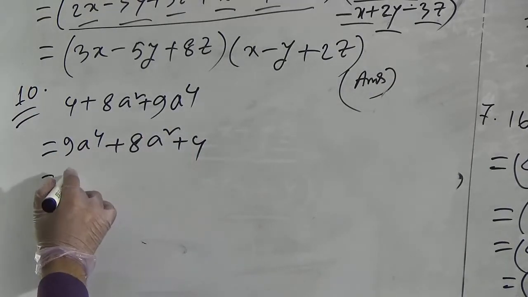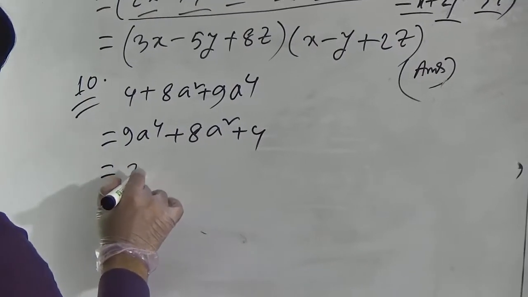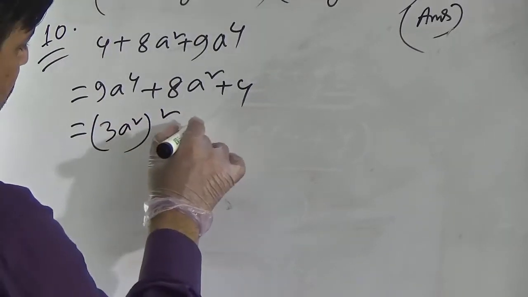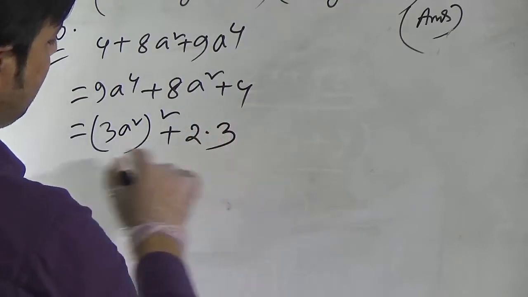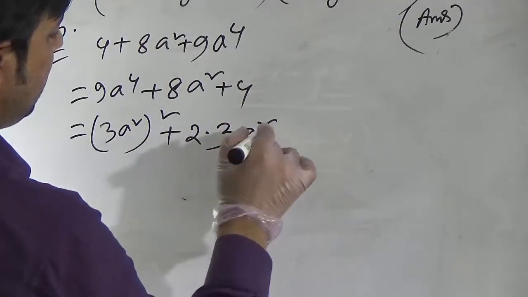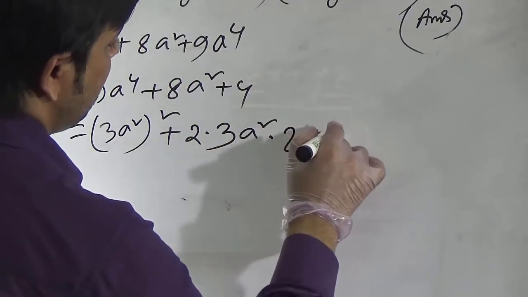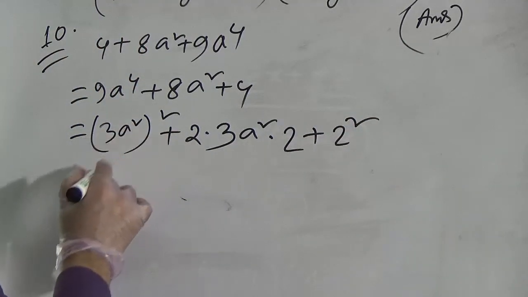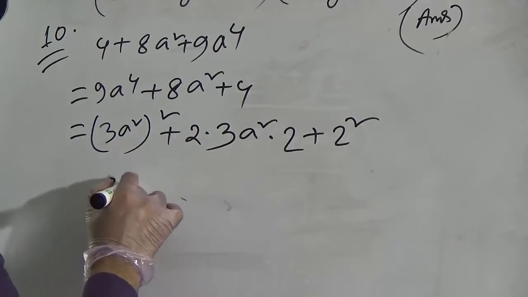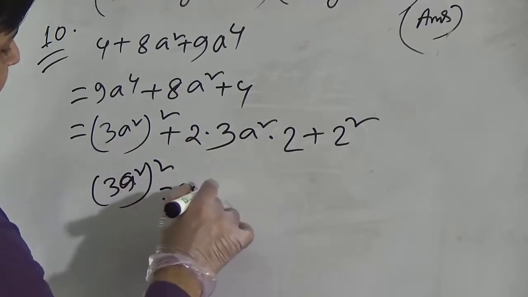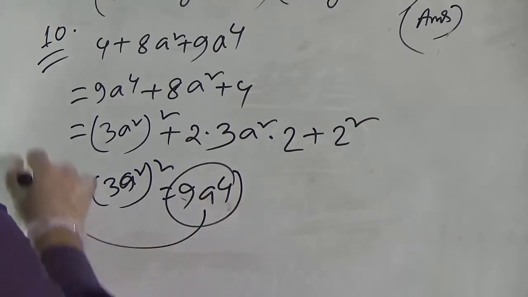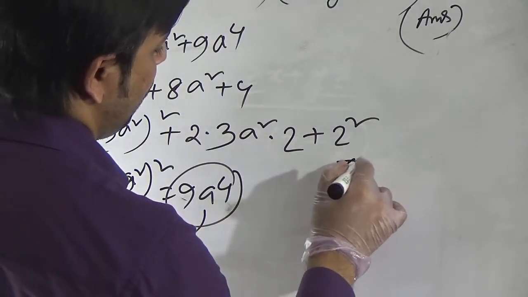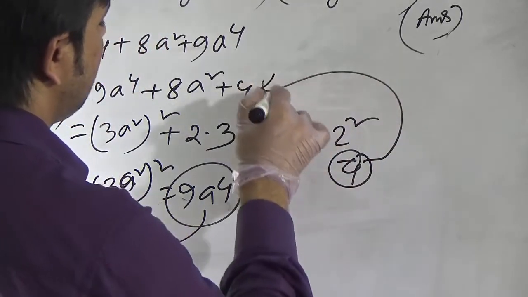Now we can apply a formula here, 3a square whole square plus 2, a means 3a square, b means 2, so we can write 2 square. Now see here, 3a square whole square means 9a to the power 4, so we are getting the first term. Here 2 square means 4, so we are getting the last term.